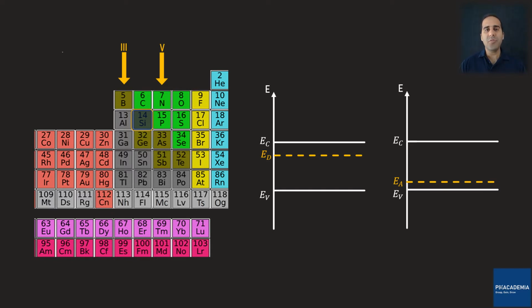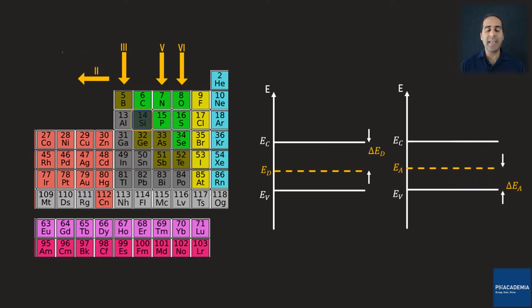We normally desire to have small ionizing energies for doped semiconductors. If delta ED and delta EA are small enough, full ionization can take place in a wide range of temperatures. For an N-type semiconductor, if I choose elements from group 6 and above, ED moves down and therefore delta ED increases. For a P-type semiconductor, if I choose elements from group 2 or less, EA moves up and therefore delta EA increases.